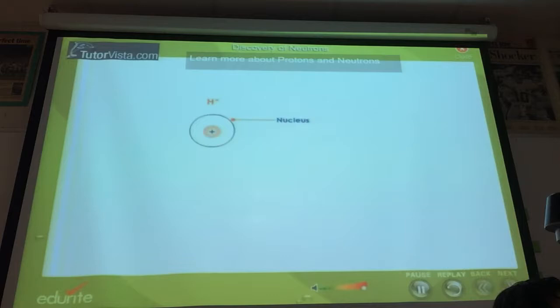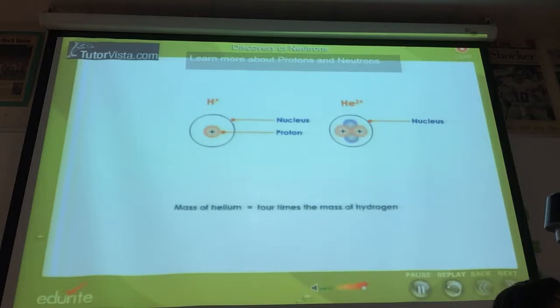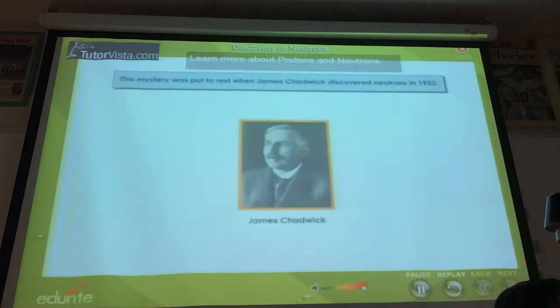But we know that hydrogen has 1 proton in its nucleus, whereas helium has 2 protons. If the protons were the only particles in the nucleus, then a helium nucleus would have 2 protons and therefore only twice the mass of hydrogen. However, it actually has 4 times the mass of hydrogen. This suggests that there is some other type of neutral particle present inside the nucleus along with the protons. This mystery was put to rest when James Chadwick discovered neutrons in 1932.